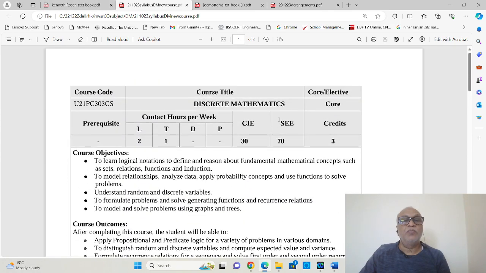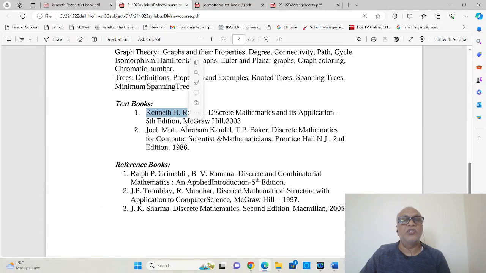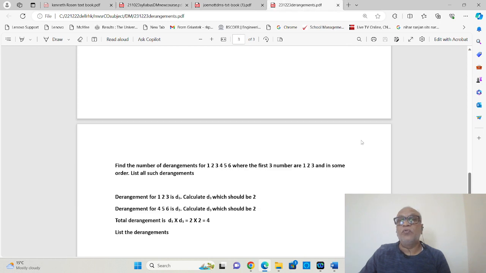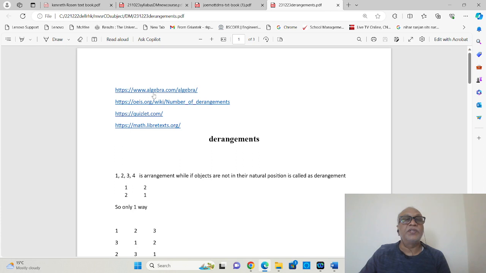The prescribed books are being used as material content: Kenneth Rosen, Joel Mott, or a few of the Google material from the above links: algebra.com, oasis.org, quizlet.com, math.libertex.org.